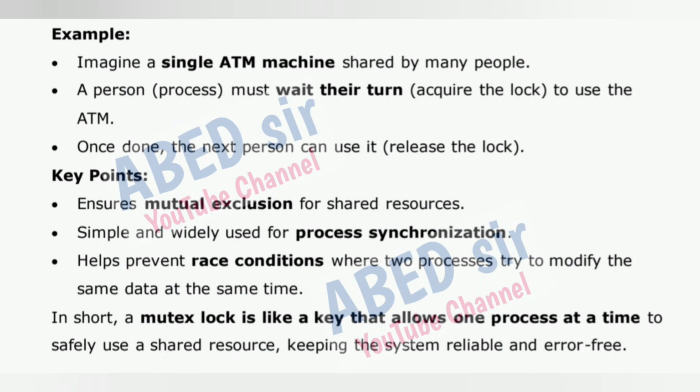Example: imagine a single ATM machine shared by many people. A person, process, must wait their turn, acquire the lock, to use the ATM. Once done, the next person can use it, release the lock. Key points: ensures mutual exclusion for shared resources. Simple and widely used for process synchronization. Helps prevent race conditions where two processes try to modify the same data at the same time.